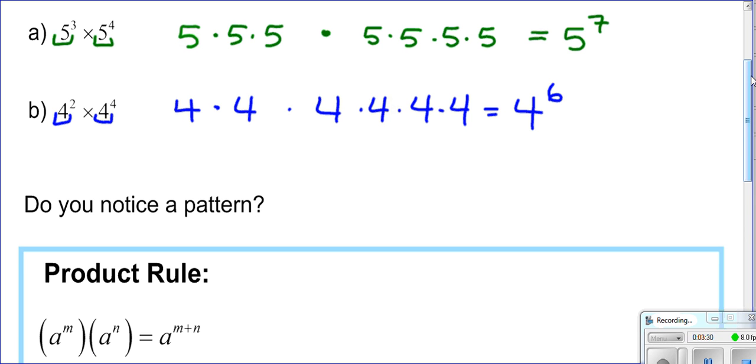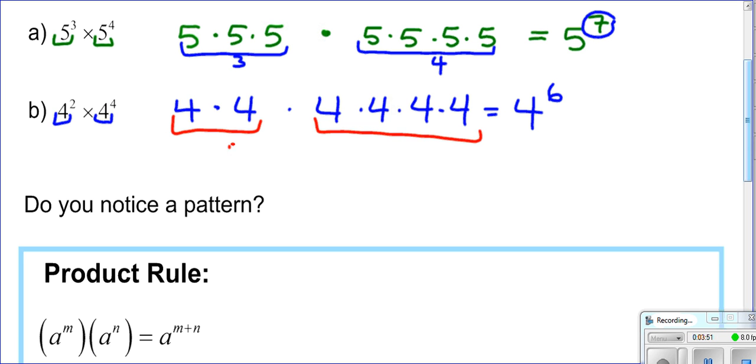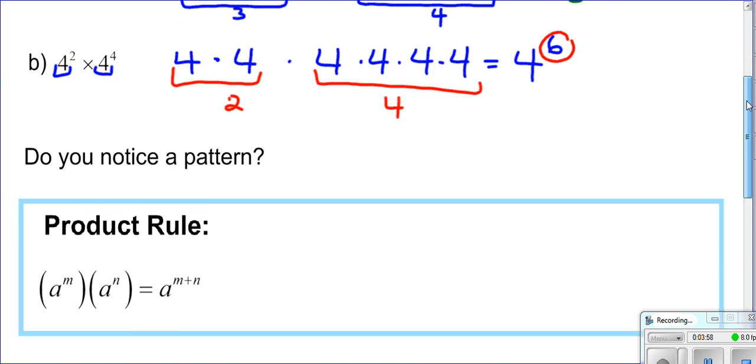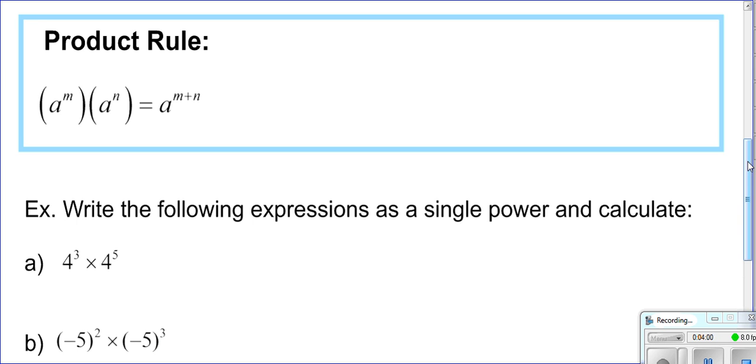So hopefully you noticed a pattern that we had 3 5s, and then we had 4 5s, and 3 and 4 is 7. In the second example, we had 2 4s, and we had 4 4s, and 2 and 4 is 6. So the product rule, or the pattern of the product rule, is that if you have the same base being multiplied, the exponents are added.